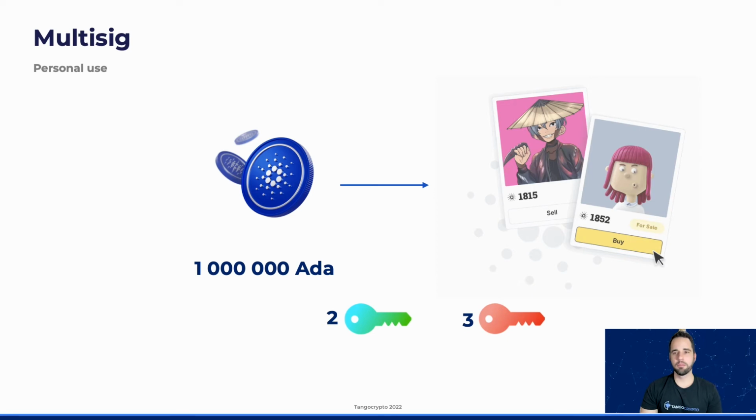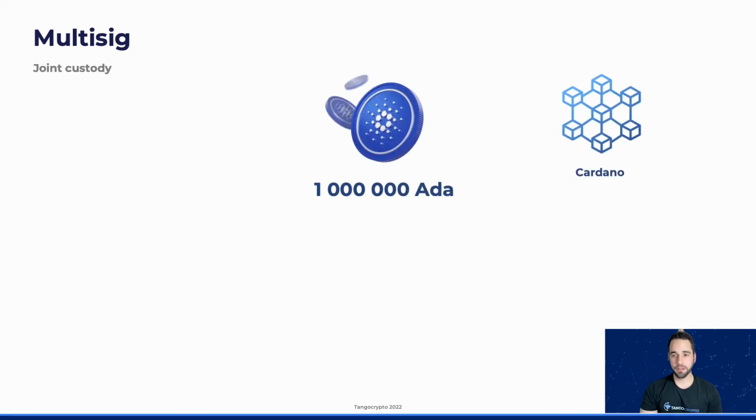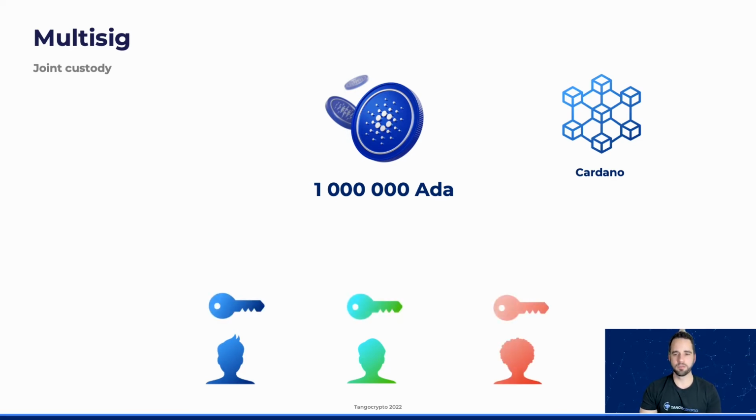Another use case can be joint custody. Let's say you are in charge of company funds. But this time, instead of having 1,000 ADA, you have 1 million ADA. That's a lot of responsibility for a single person with a single key. What can we do in that case? Well, we can split the responsibility by creating a wallet that requires multiple signatures to spend the funds. And then we can give a key to each one of the people responsible for the funds. And now we have 1 million ADA, but the control has been divided.